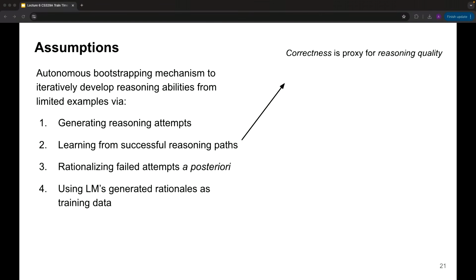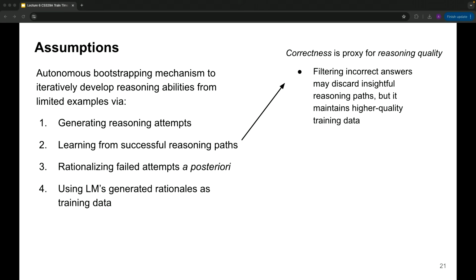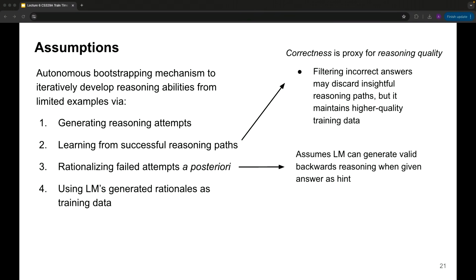And the assumption being made in this particular case is, how do you know something is a good rationale? They're assuming that if the model output is correct, which in math they found was generally true, the correctness of the final output is a proxy for the reasoning quality. And so they're filtering incorrect answers. Basically, they're assuming that will filter out lower quality reasoning chains, but there might be scenarios where they're not learning from incorrect reasoning chains as a result. But they get higher quality training data.